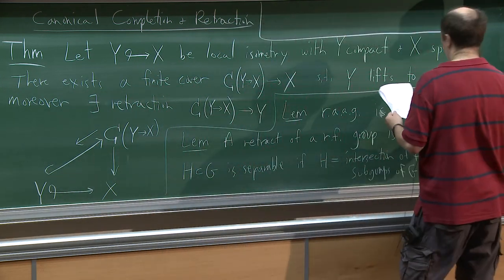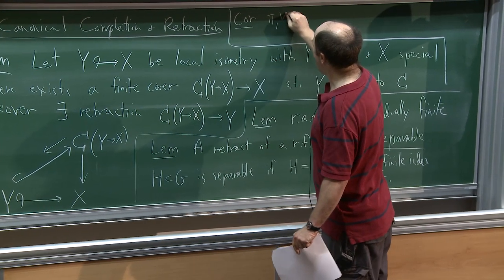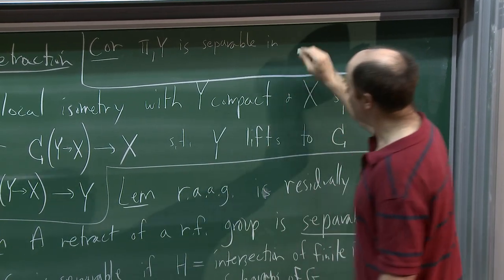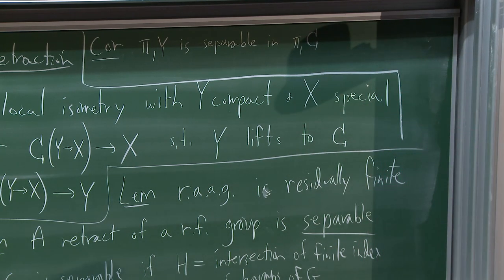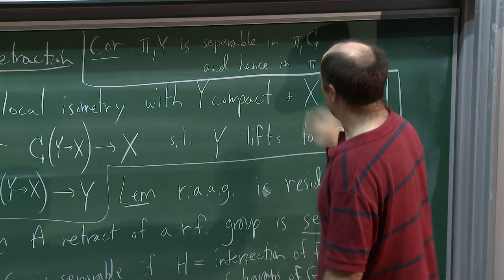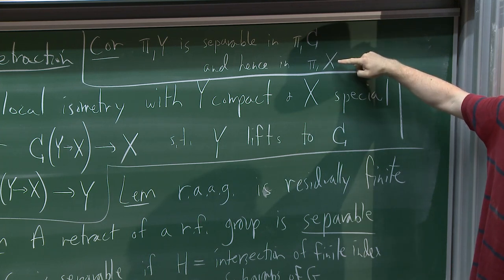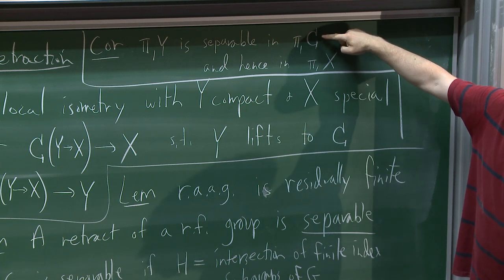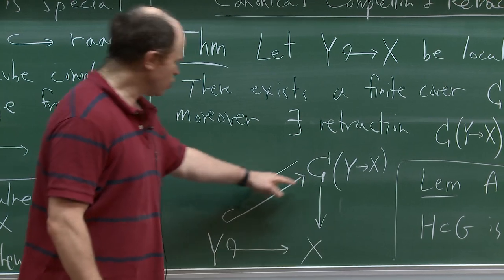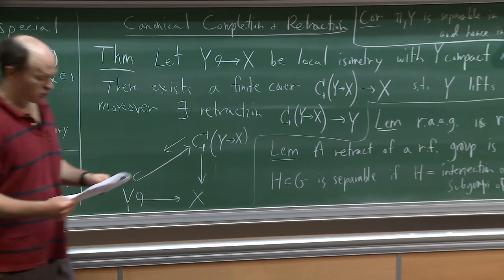So we get the corollary that pi 1 of Y is separable in pi 1 of the canonical completion, this covering space, and hence in the slightly larger group, pi 1 of X. So if you're separable in a finite index subgroup, then you're separable in the whole group. And you're separable in this finite index subgroup because you're a retract of it. So this theorem about retractions and covering spaces is really aimed at understanding separability, right? But being a retract is, of course, a bit better.